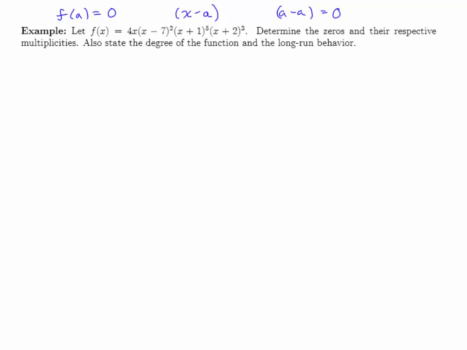So looking at this first one, we have a number of factors there. We also have a constant factor. That's not going to affect whether there's a 0 or not. But let's see what our first one is. So first factor that contains a variable that we see is just x.